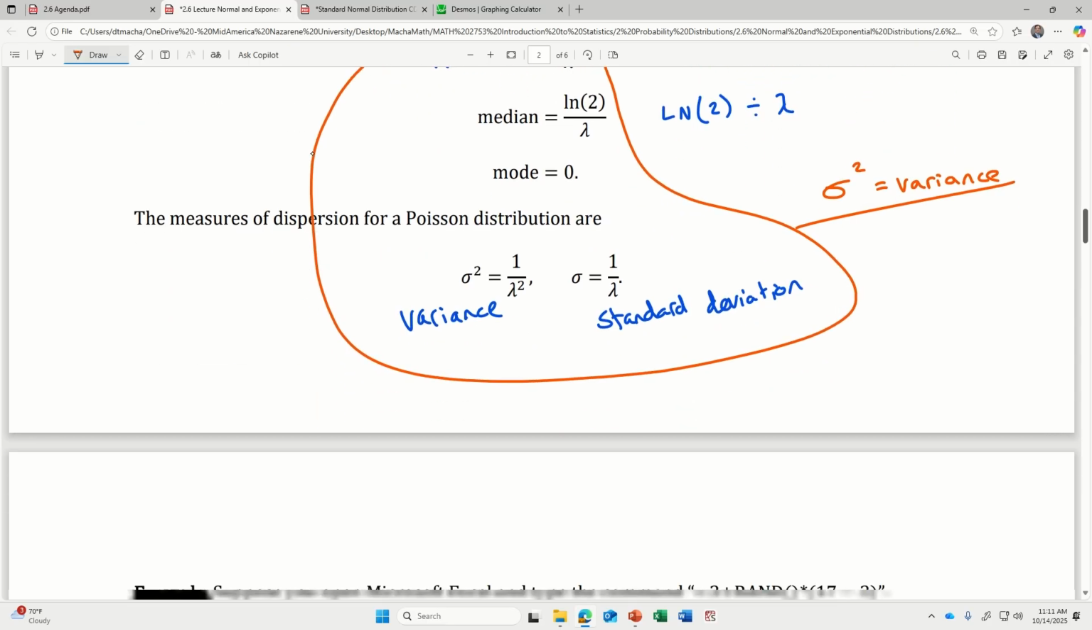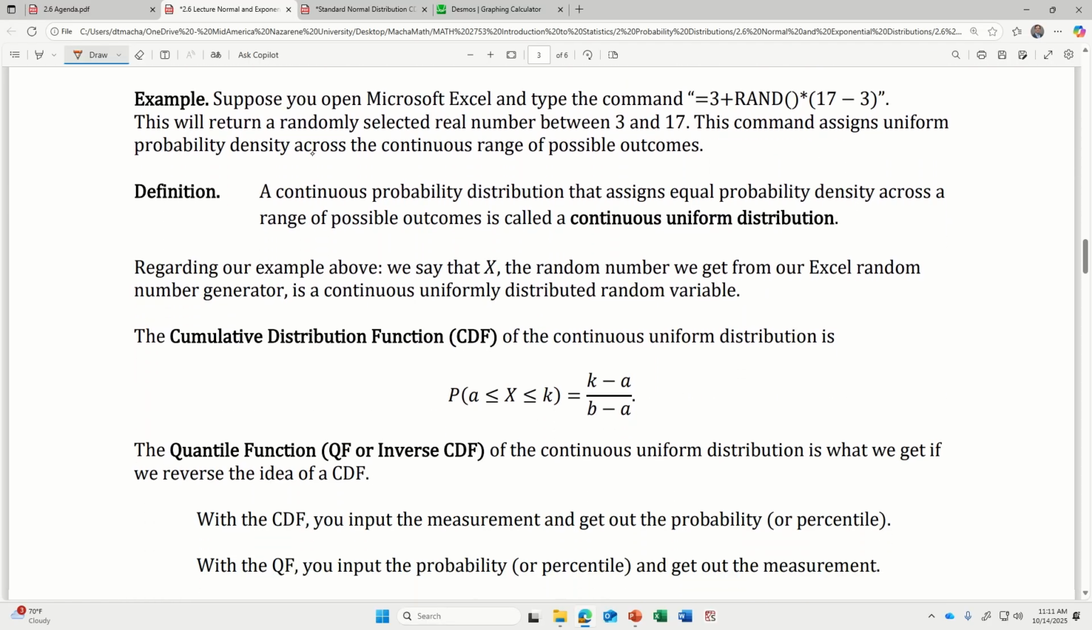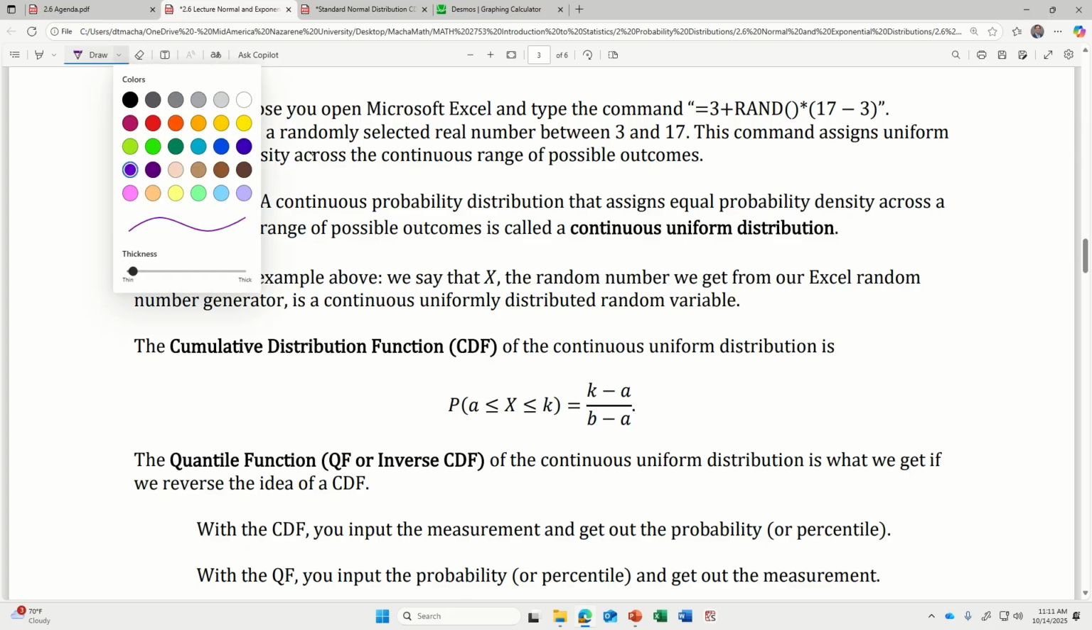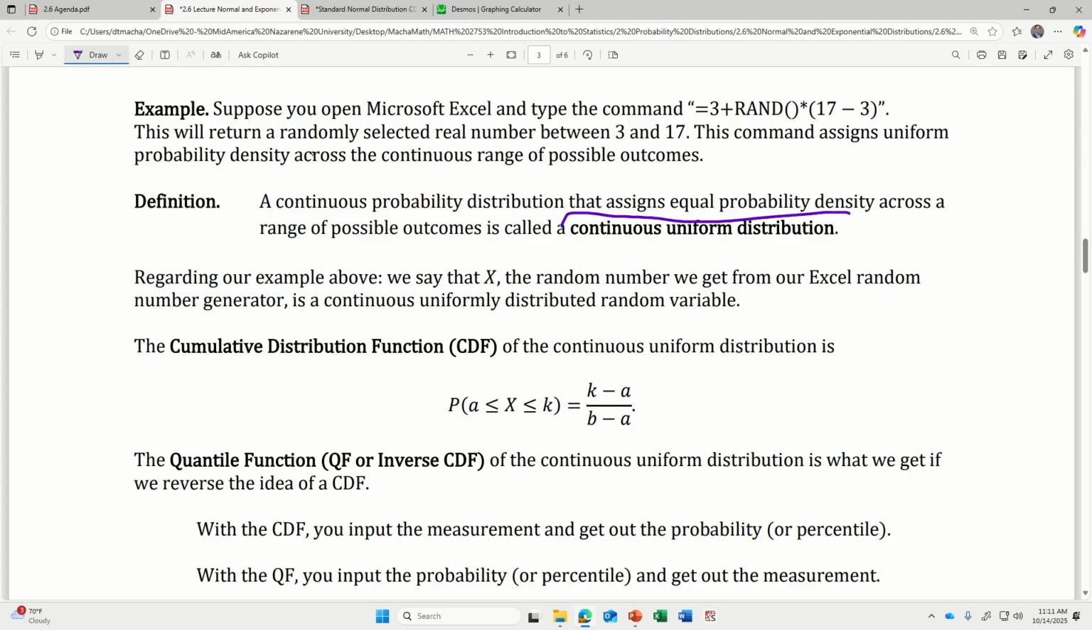Good questions. And then one more we're going to talk about today. This is the last type of distribution we're going to learn for right now. What we're about to talk about is the continuous uniform distribution. It's not the same thing as the discrete uniform distribution that we learned about a week and a half ago.